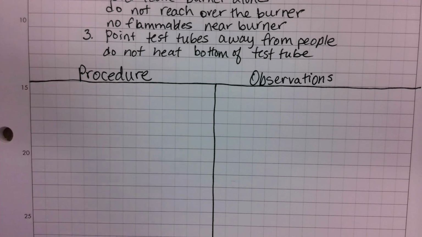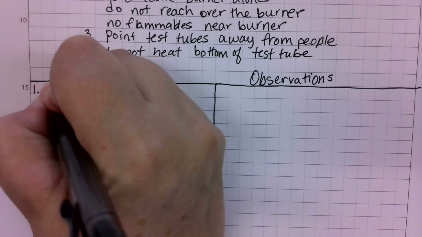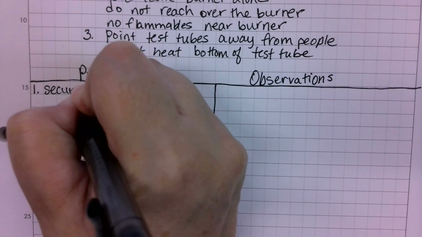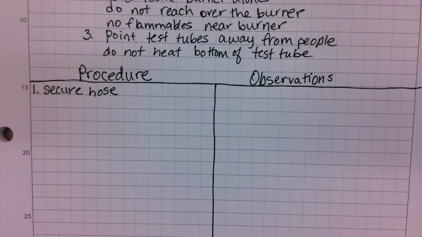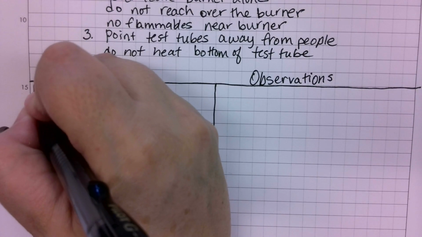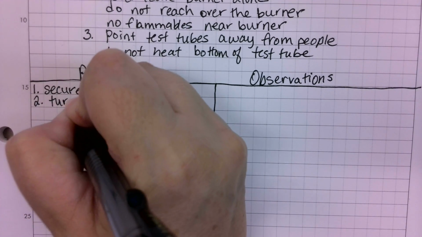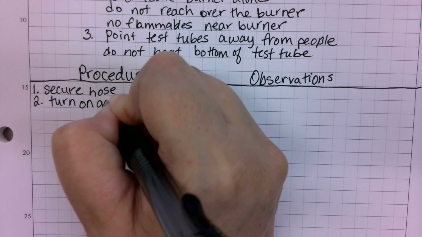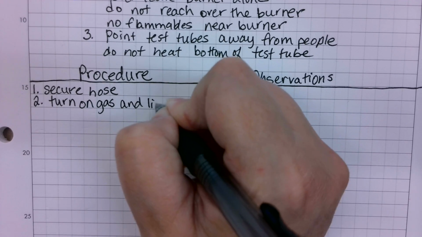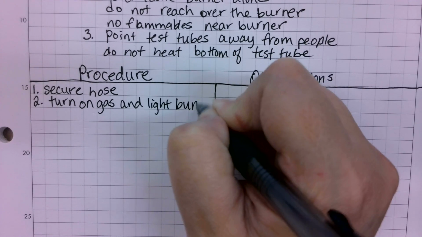Okay, so procedure we can paraphrase too. So number 1 on the procedure says, be sure the hose is securely fastened to both the burner and the gas outlet. So I might do number 1, secure the hose, or secure hose. Then number 2 says turn on the gas to maximum open position and light the burner. Light the burner with the striker. So 2, I might say turn on gas and light Bunsen burner.